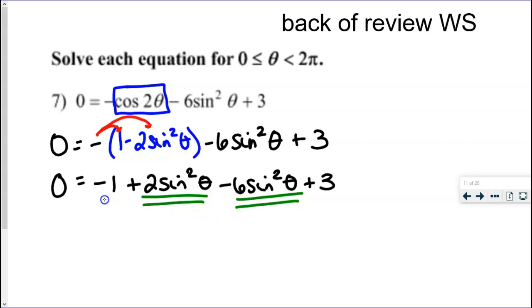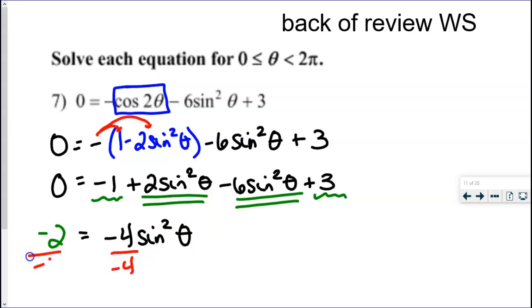So I'm going to say this plus 2 gets shifted over by subtracting it over here. Sorry, I skipped a step there. And then right here we got what, a negative 4 sine squared? Okay, so I'm not ready to square root it yet. I'm going to divide both sides by negative 4. I'm also a little eked out that this equation's kind of backwards to me, so I'm going to rewrite it as sine squared equals 1/2.